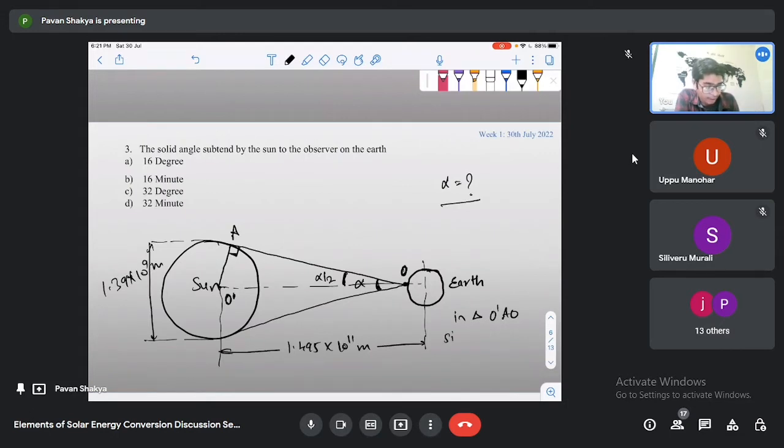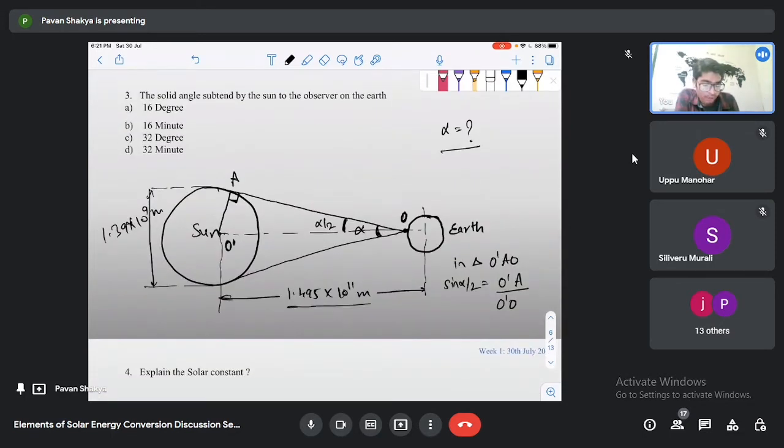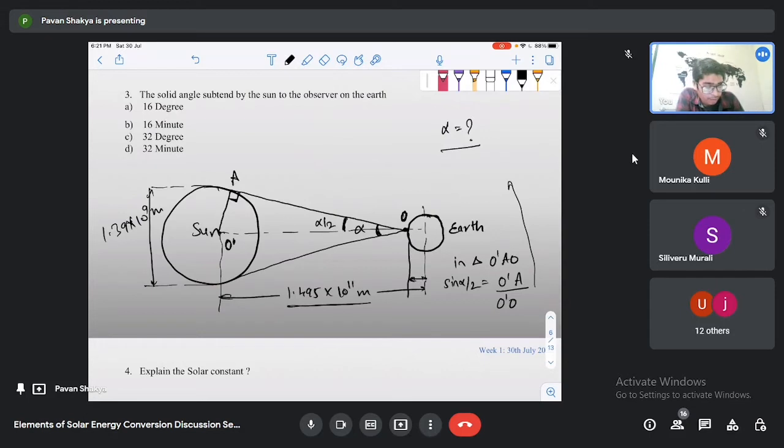Then we can say that sine alpha by 2 will be equal to O dash A divided by O dash O. As we know, this is the distance, 1.495 into 10 to the power 11, from center to center. But as there is very little change in the angle due to the Earth's radius, for this case we are neglecting it. So sine alpha by 2 equals O dash A divided by O dash O, that is 1.39 into 10 to the power 9 divided by 2, divided by 1.495 into 10 to the power 11. This one is sine alpha by 2. From this, if we calculate, we will find that alpha equals 0.5.